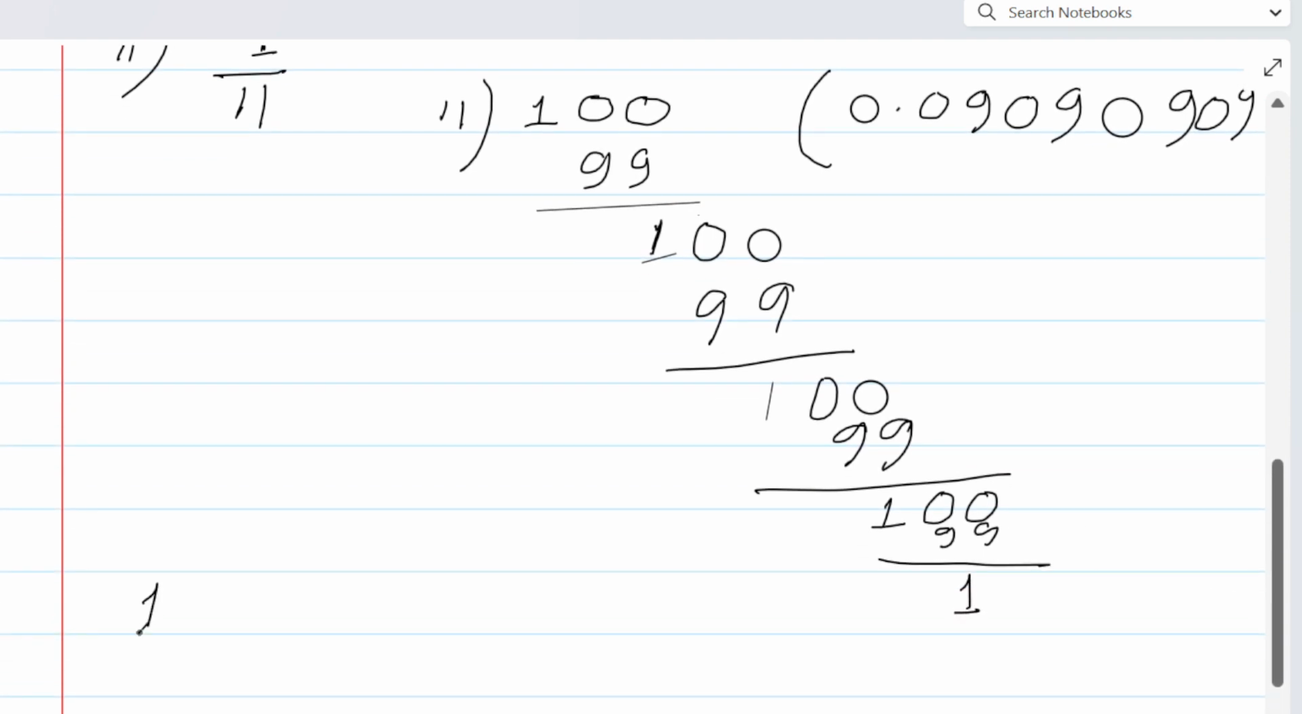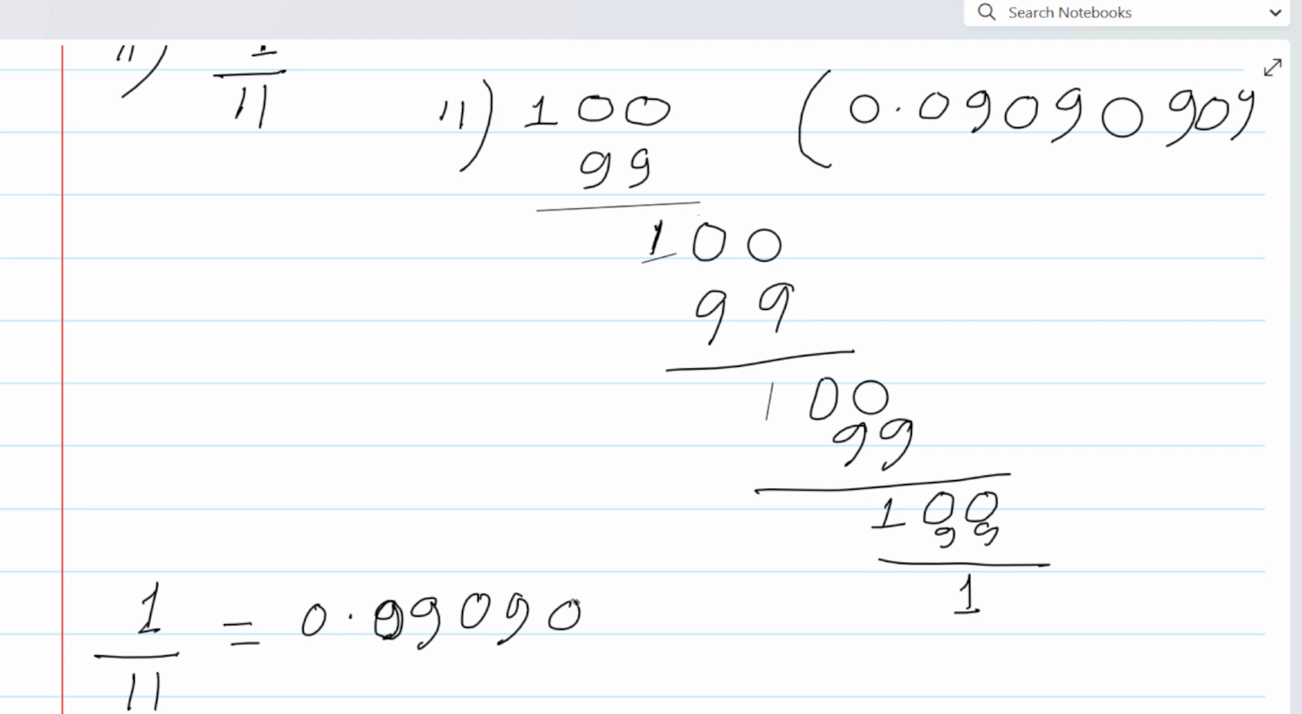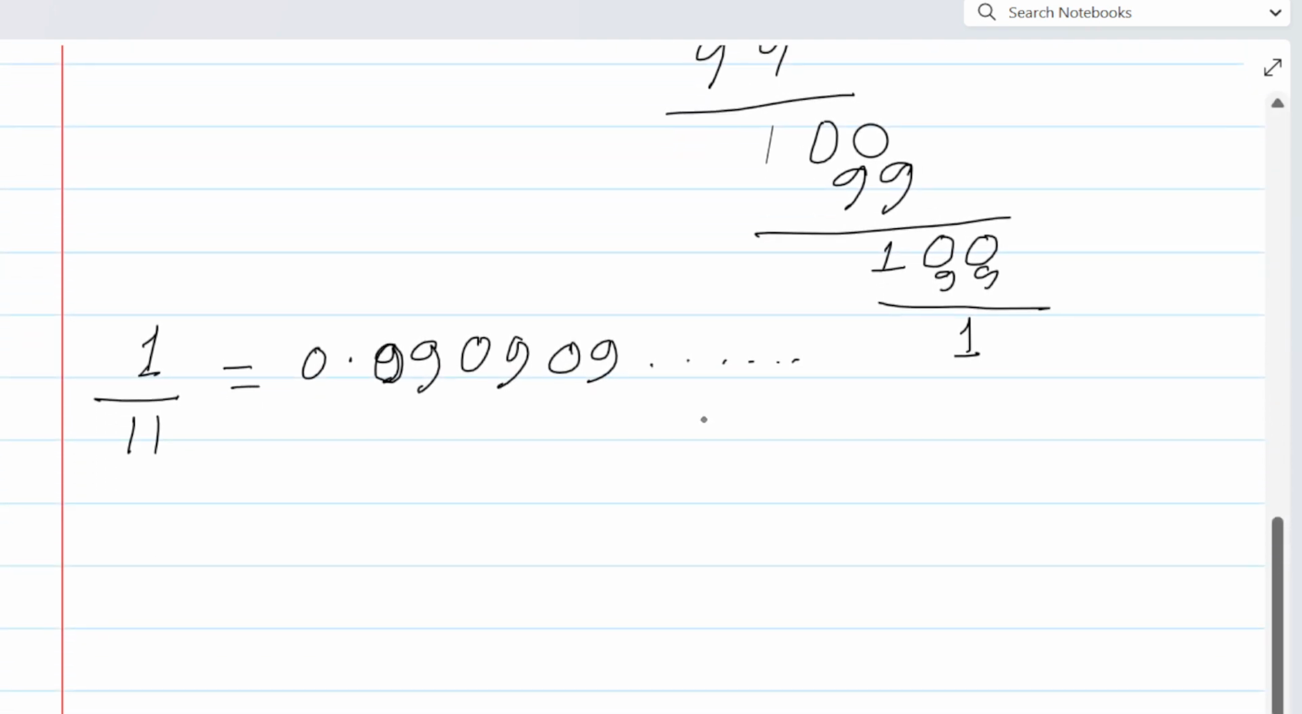So that means what? 1 by 11 I will get 0.0909. Okay, 0 9 0 9 0 9. Non-repeating, no, this is my non-terminating. It is non-terminating because it's not ending. Or in other words, I can say 0.09 and then I can put here a bar. That means 09 is repeating.